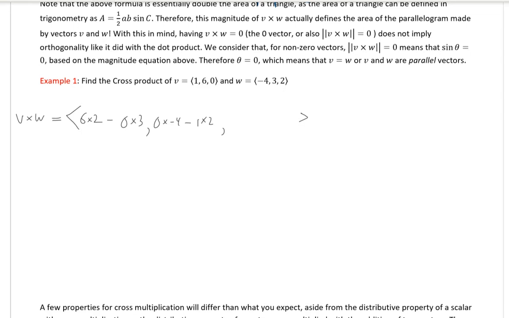Then, for the third component, we eliminate the third component originally, then take the first and second, and this one we go in logical order, so 1 times 3. So the first component of v times the second component of w, minus 6 times -4.